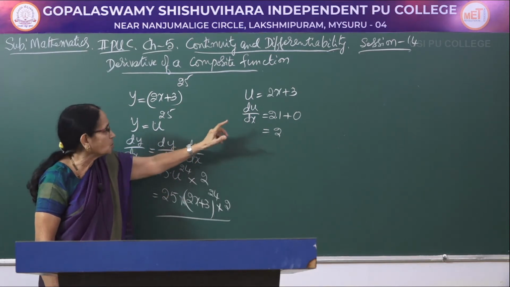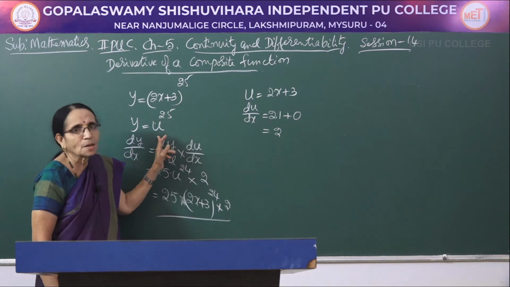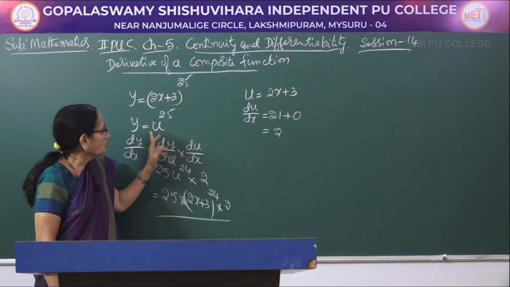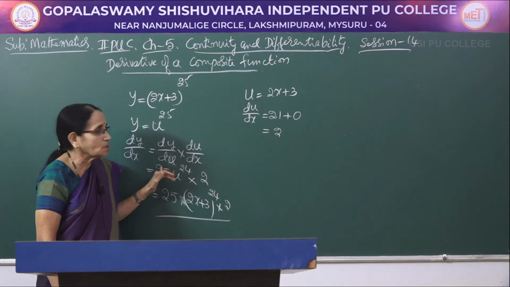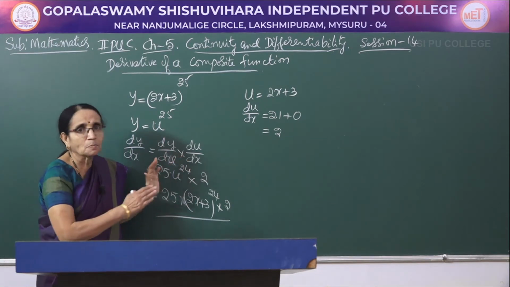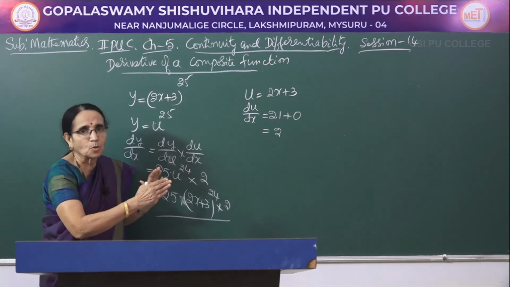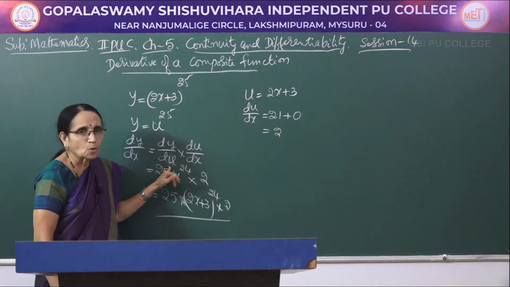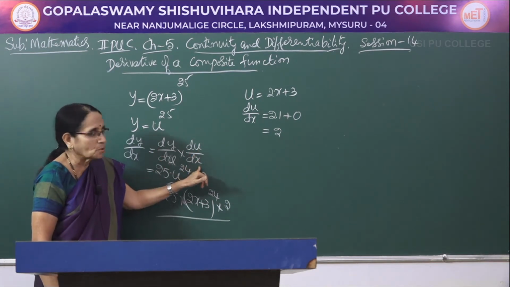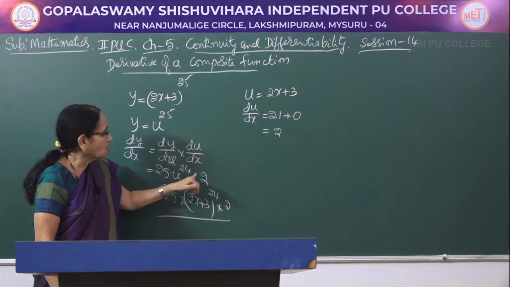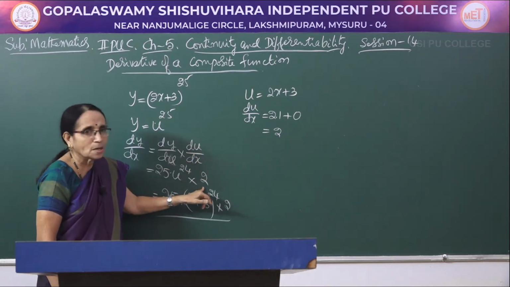We make a substitution, the composite function becomes a simple function, and then not directly we can differentiate. We have to differentiate in parts here. Step by step we have to do the differentiation. y with respect to u first, u with respect to x afterwards. Afterwards, now you have to write the value of du by dx also.